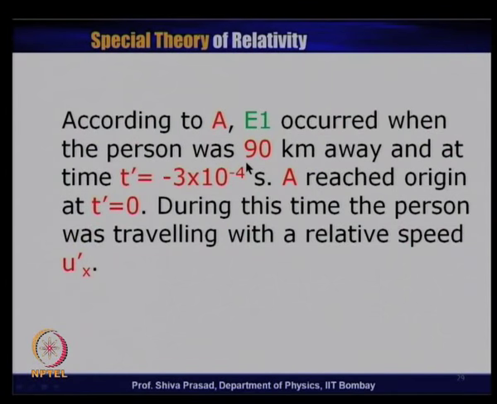The problem is simple. I am looking only at the A frame. Suppose there is a train at a distance of 90 kilometers away from me at a time minus 3 into 10 to the power minus 4 seconds. Where would it be at time t prime equal to 0? I can find out if I know the speed of that train relative to me. So I have to do a velocity transformation. Then I can find out how much distance it would have traveled in 3 into 10 to the power minus 4 seconds. Subtracting that distance from 90 kilometers, I will find out where this person would be situated at time t prime equal to 0.